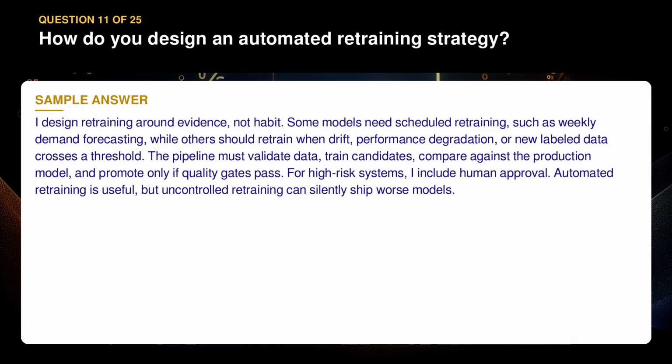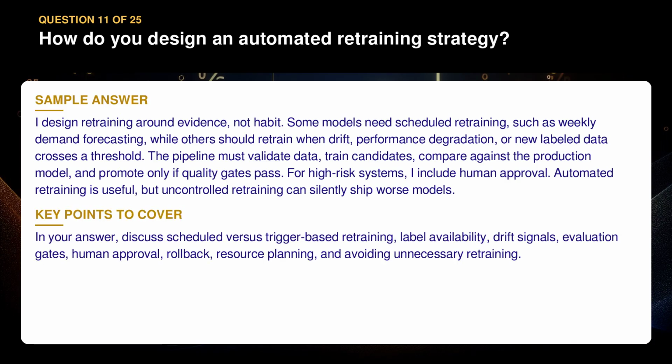I design retraining around evidence, not habit. Some models need scheduled retraining, such as weekly demand forecasting, while others should retrain when drift, performance degradation, or new labeled data crosses a threshold. The pipeline must validate data, train candidates, compare against the production model, and promote only if quality gates pass. For high-risk systems, I include human approval. Automated retraining is useful, but uncontrolled retraining can silently ship worse models.